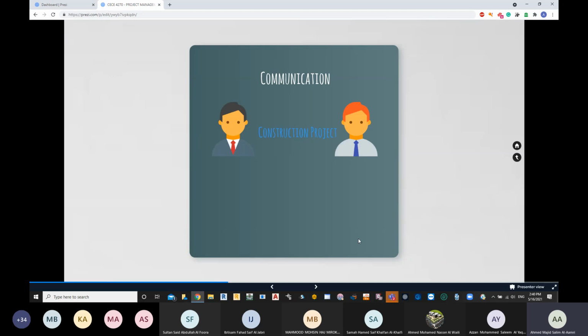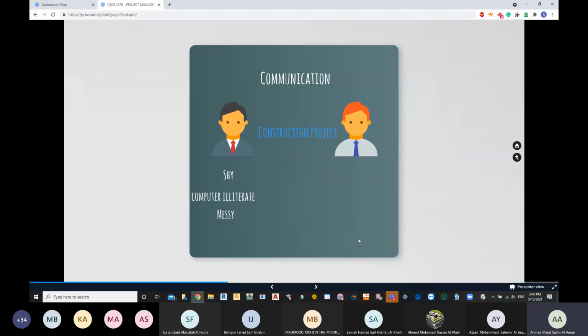The second skill is communication. Do you remember when I told you? Or let us, before going to that, say that we have once again a construction project. You have two project managers. One is a person who is shy, and a person who is computer illiterate.